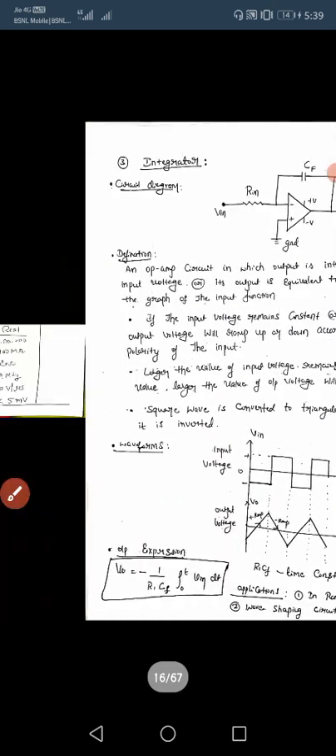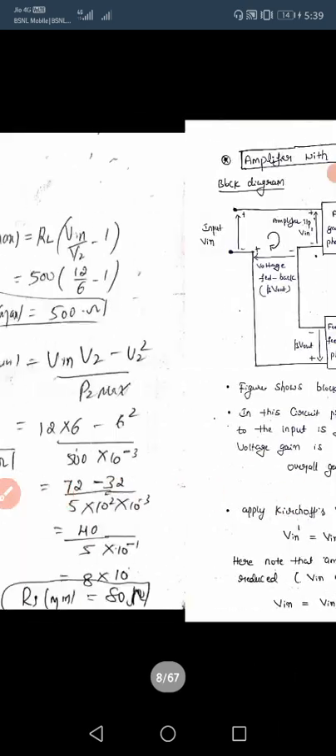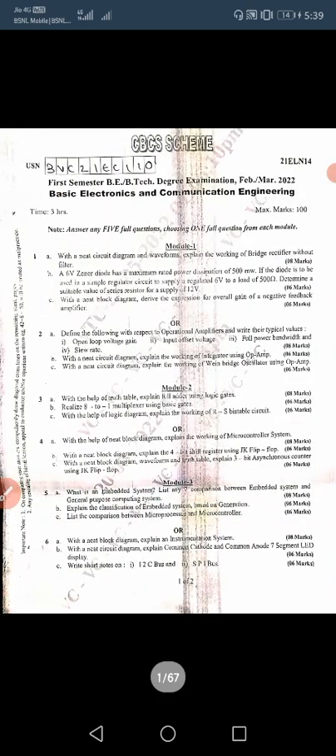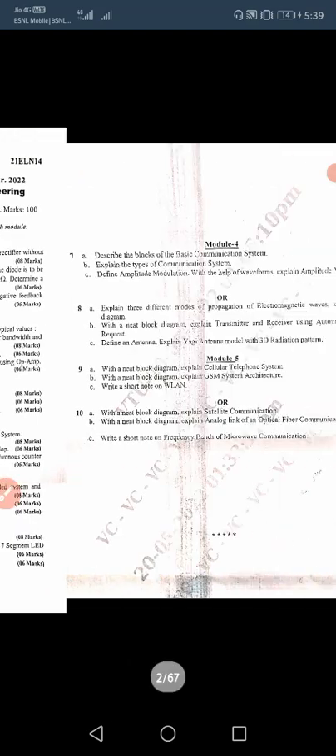Next, go for the next question. What is the next question? The next question is about the oscillator. It is 2C: explain the working of Wien bridge oscillator using op-amp.